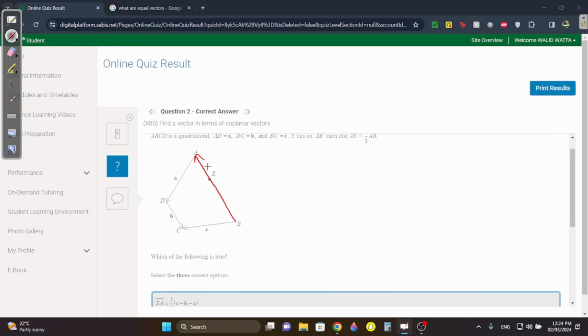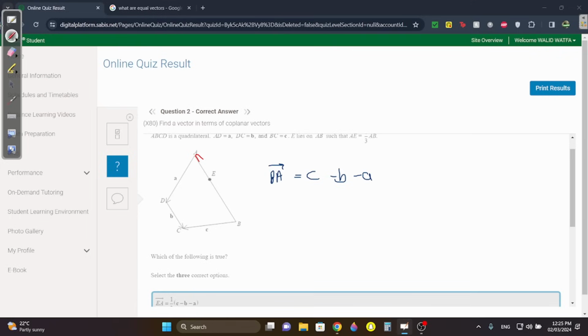Same thing we did. You take the alternative path from B to C, and then from C to D, and then from D to A. From B to C it's C, from C to D it's minus B because this vector is pointing downwards, so we're going up from minus B, and then from D to A it's minus A because again this vector is pointing down, you're going up, you're taking the opposite. So we found BA. This is BA.